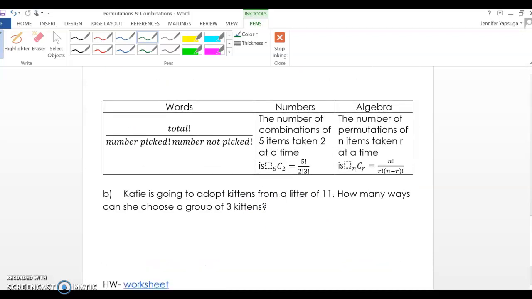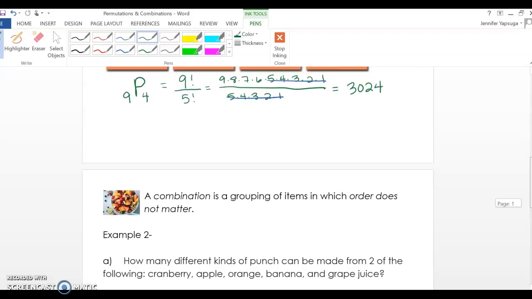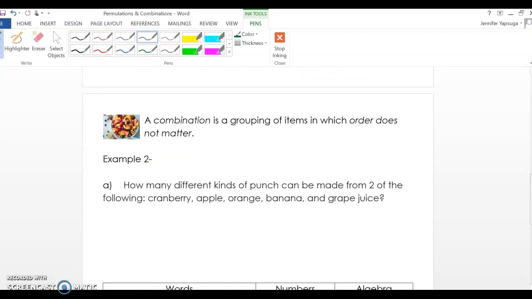All right, now let's jump down to combination. A combination is a grouping of items in which the order does not matter. So I put a picture of a fruit salad here to show you that it doesn't matter if I put the strawberries in the bowl and then the cantaloupe, or if I did the blueberries and then the strawberries, it wouldn't matter because it all gets mixed together. So this is a case where the order does not matter. So we call this a combination.